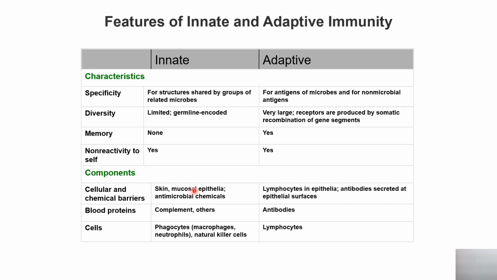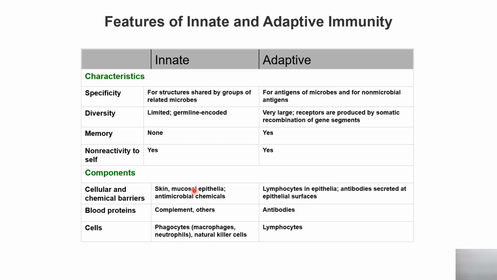We have talked about this. We have talked about the difference between innate and adaptive. The diversity is limited and germline coded in the case of innate, whereas the diversity in the case of adaptive immunity is very huge. Receptors are produced by somatic combination of gene segments. There is no memory for innate immunity. That means if you are attacked by the same pathogen again, they will not recognize it as a pathogen. There is a memory system for adaptive immunity. And non-reactivity to self: innate immunity also has a way of reacting with self antigen, which is very harmful. Adaptive immunity also has this kind of affinity.